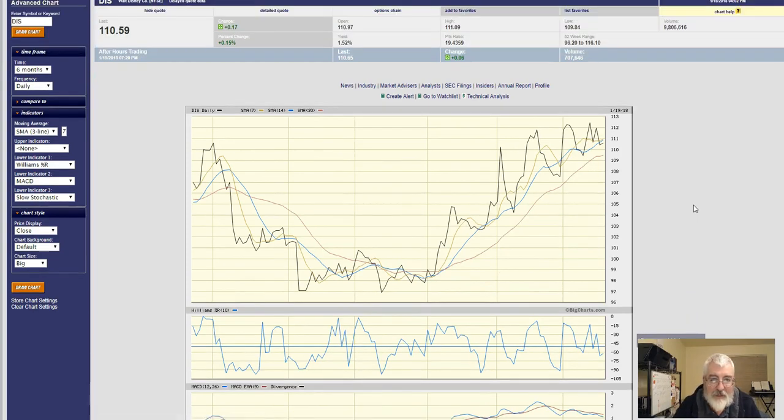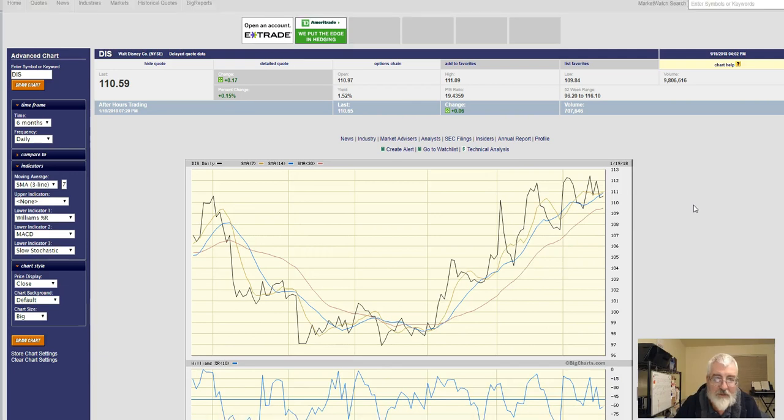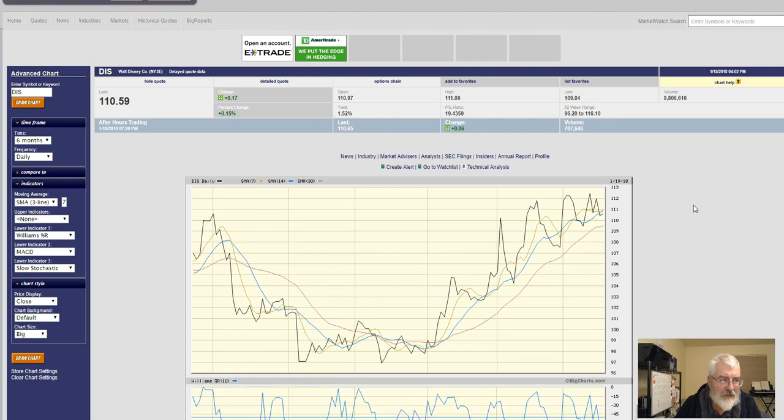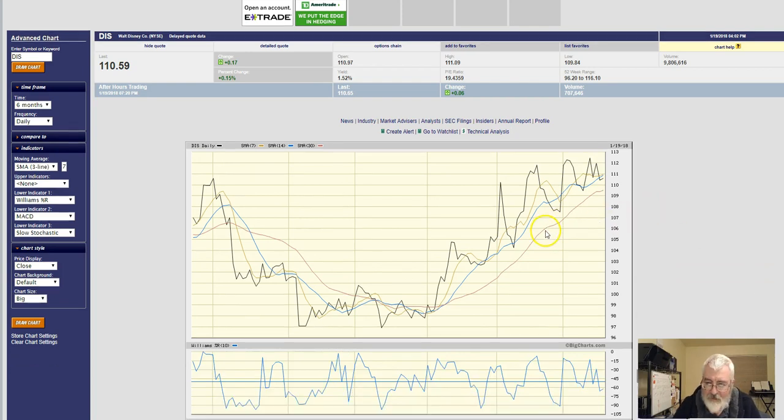And let me see if I can capture what those lines are in here. The black line is the actual stock price. The light yellow orange line is pretty fast moving. That's the 7-day simple moving average. And the blue line is the 14-day simple moving average. And the big sloping one here is a 30-day moving average.